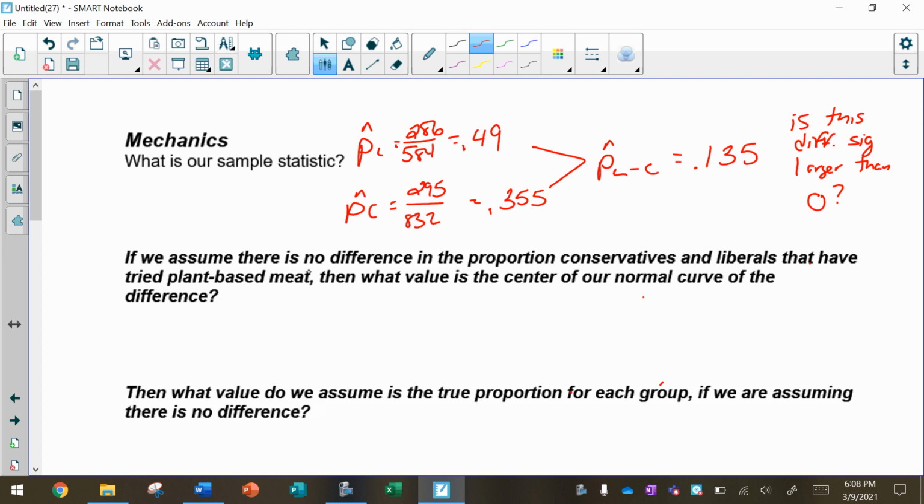So if we assume there is no difference in the proportion of conservatives and liberals that have tried plant-based meat, then what value is the center of our curve? Well, the center of our curve is our null hypothesis. The center of our curve is 0. And the question is, what is the probability of getting a sample difference of 0.135 or more? What is that probability? That's what we got to figure out. Is that probability something very, very small, say less than 0.05? Or is it not very small? Is it something bigger than 0.05?